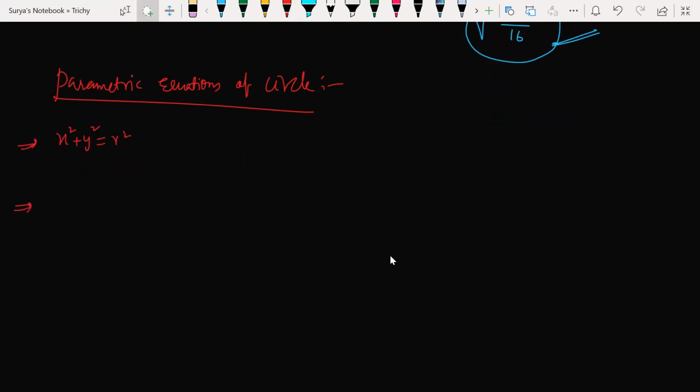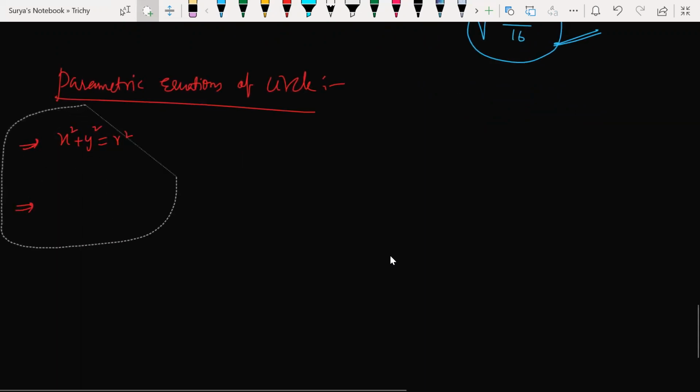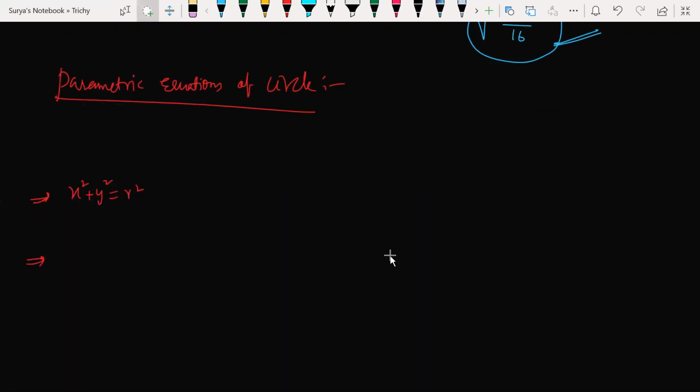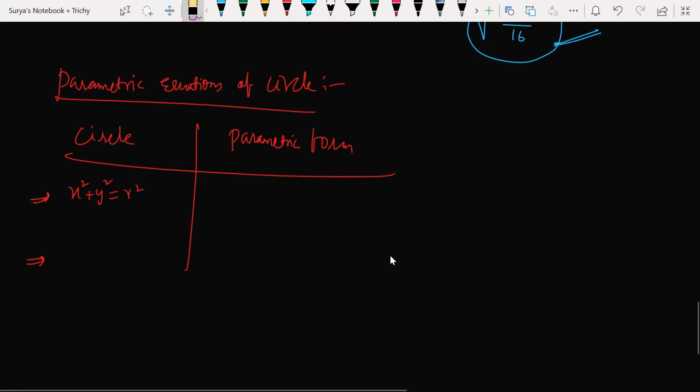मैं क्या करूंगा, एक बार let me write a table so that you will understand in a neat way. Let me draw a table here. So this is circle and उसका parametric equation. Basically parametric equation can I say parametric form? Okay, I would say parametric form instead of saying equation.